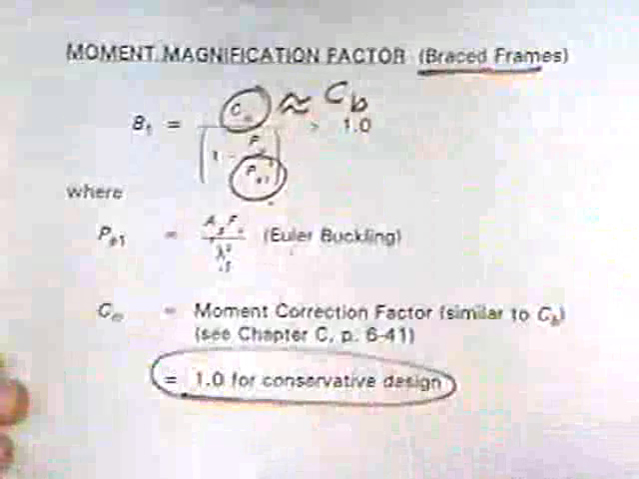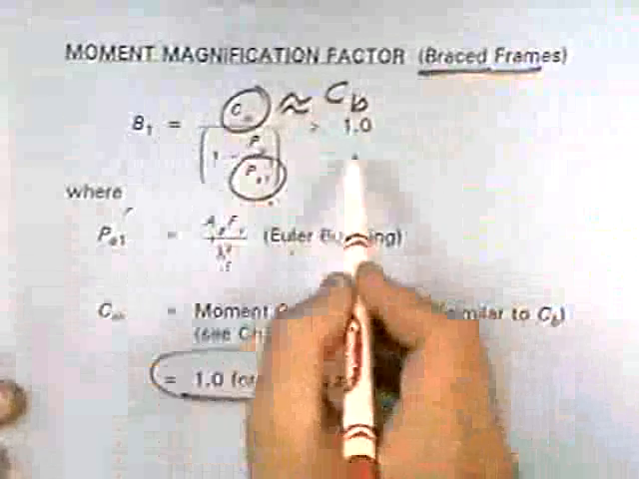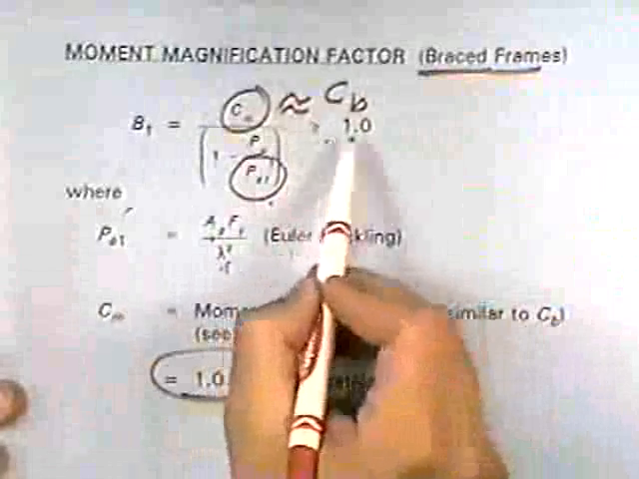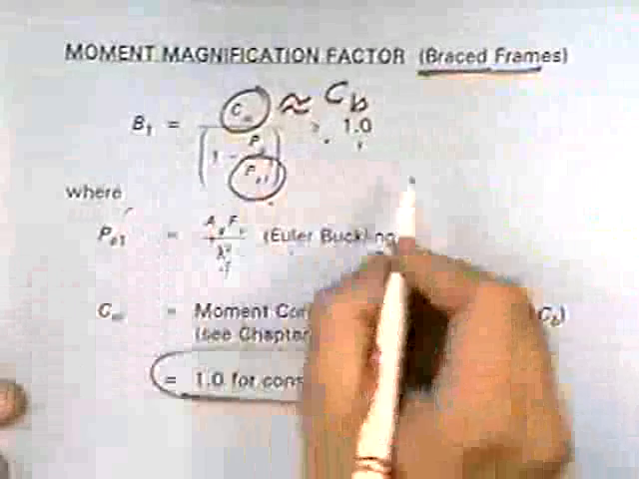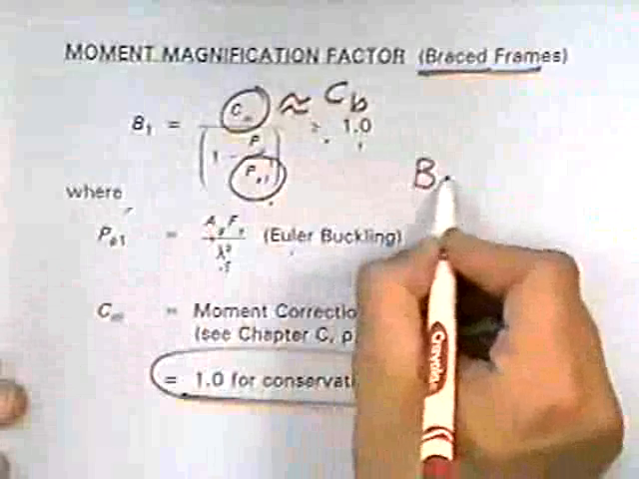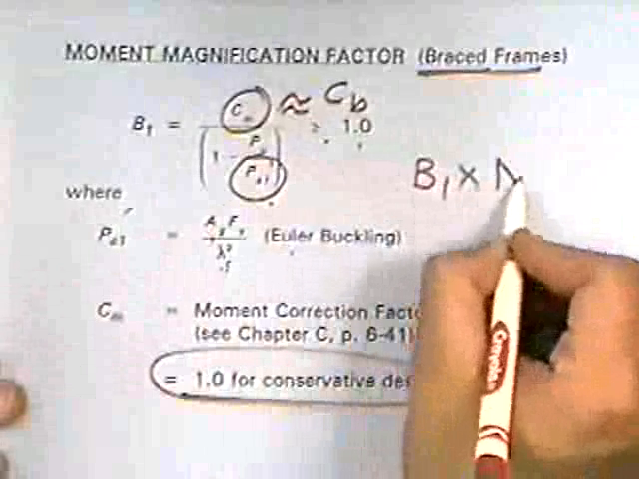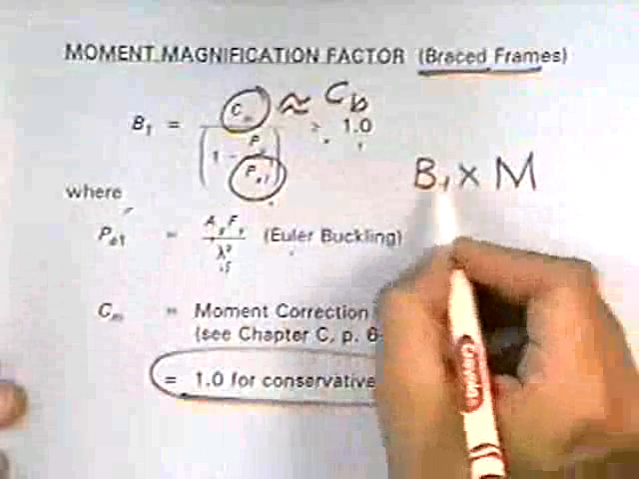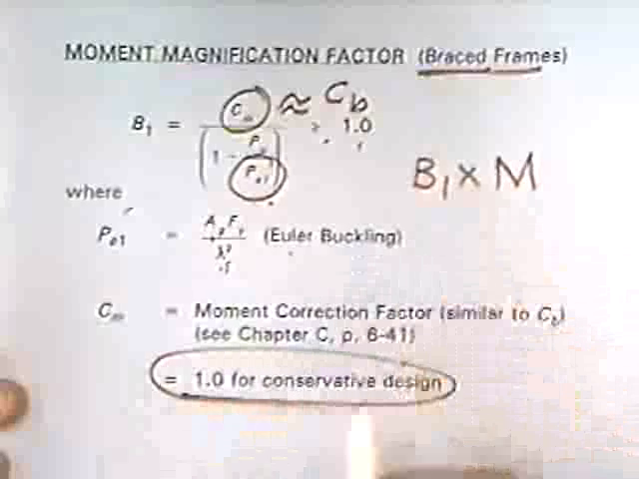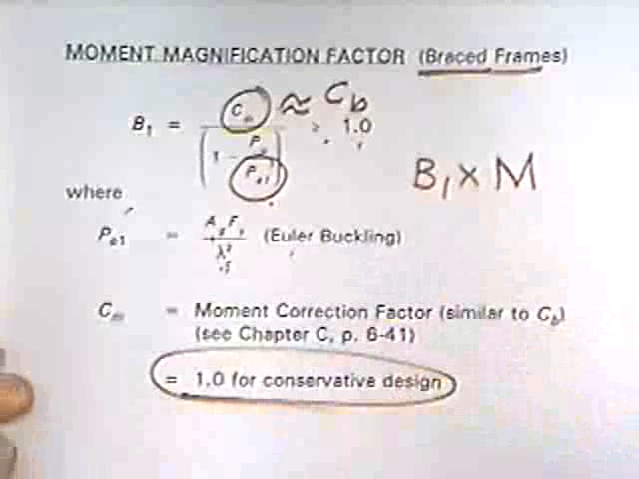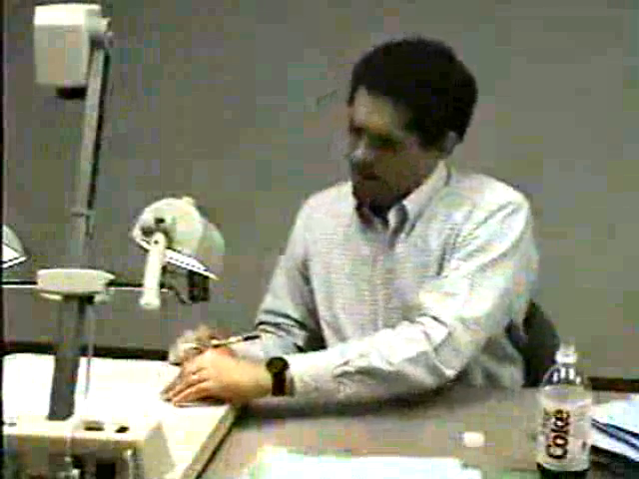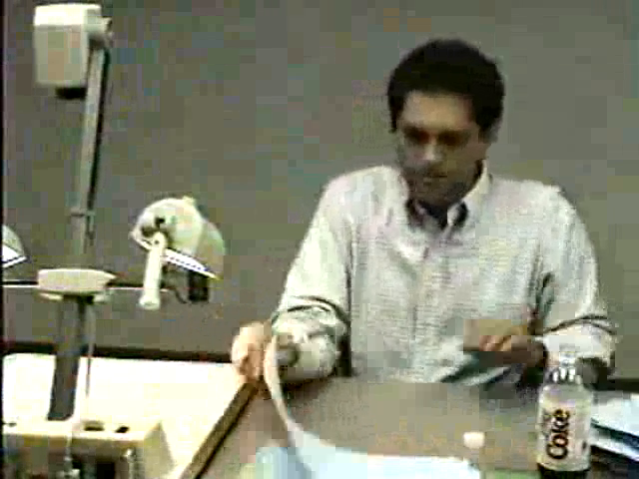The code or specification does give you more exact values for C sub m, but it's not worth the effort on an exam like this. Okay, what this will do is give you a value that comes up greater than or equal to 1. And in a sense, it multiplies your moment, so it gives you a larger moment, and that takes into account that extra moment from the eccentricity caused by the axial compressive load.